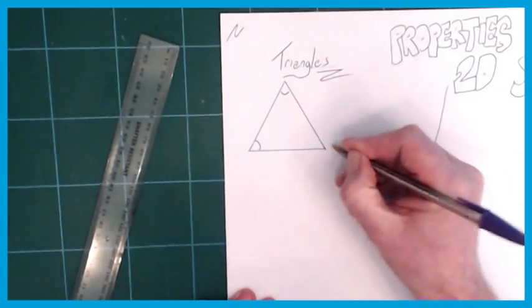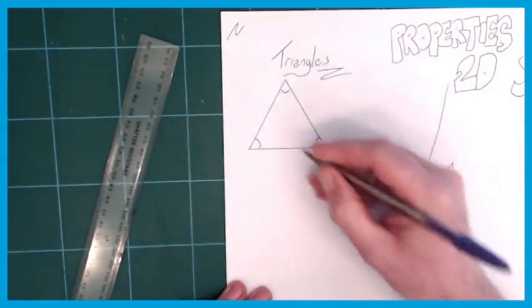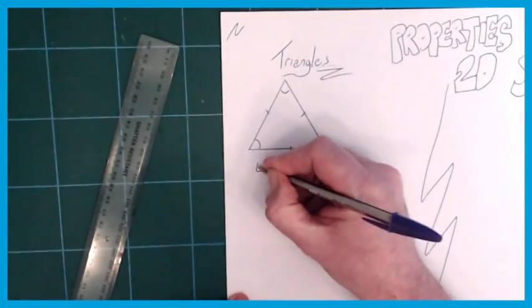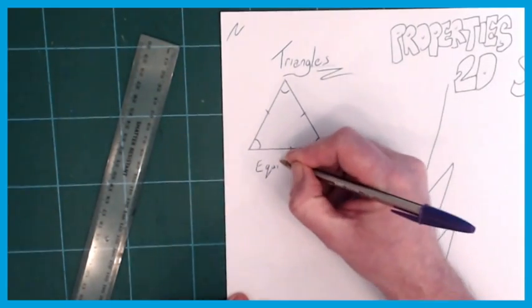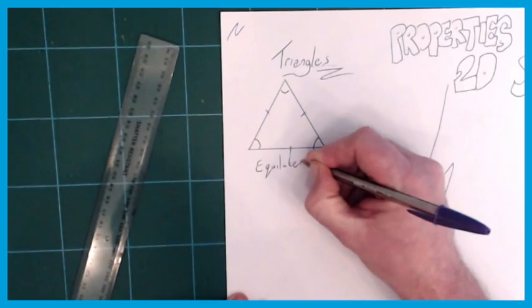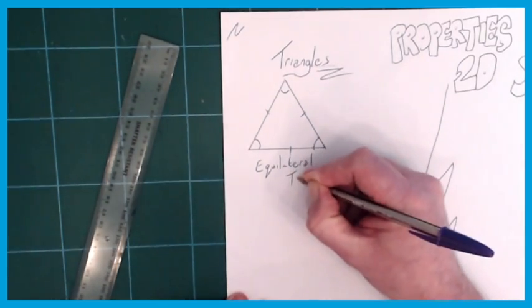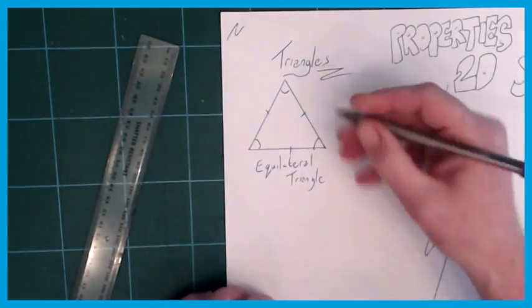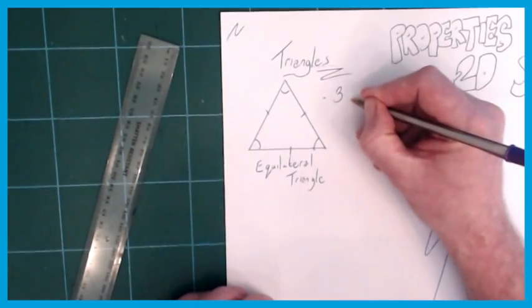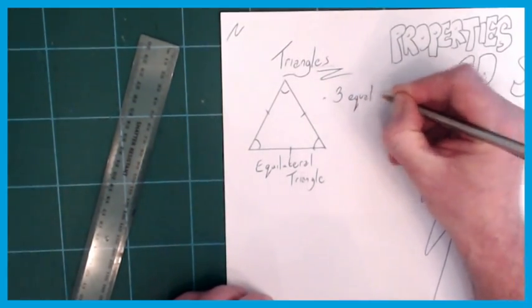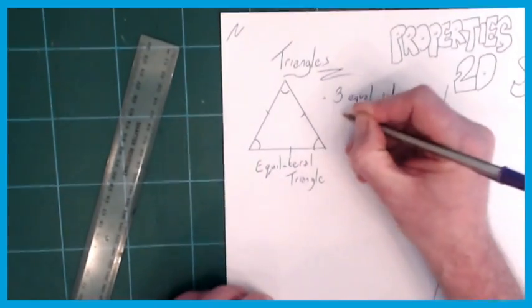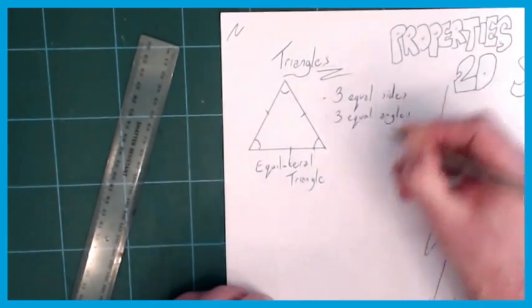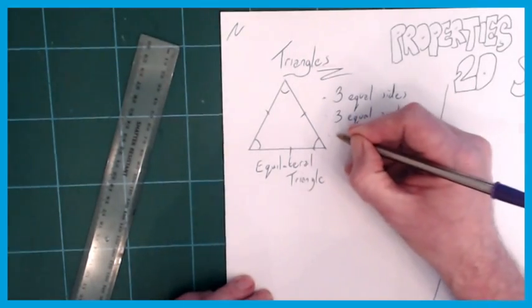And this one has got equal angles and equal sides on here. And because it's got equal angles and equal sides, it's called an equilateral triangle. It has three equal sides. It has three equal angles, and it has three lines of symmetry.